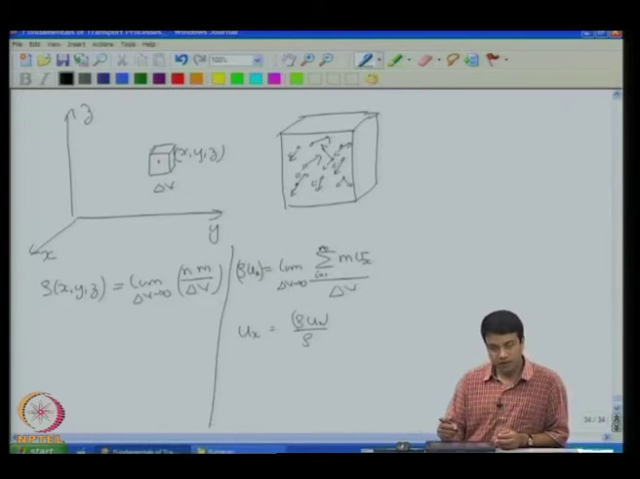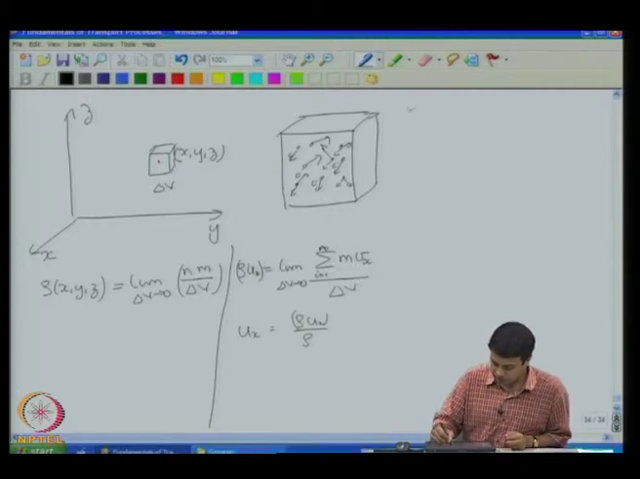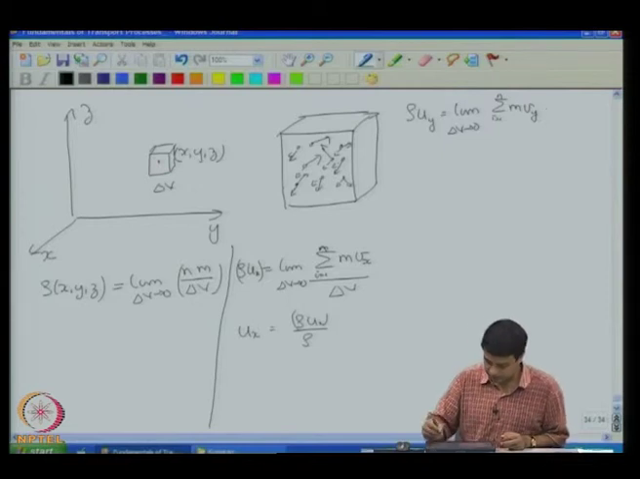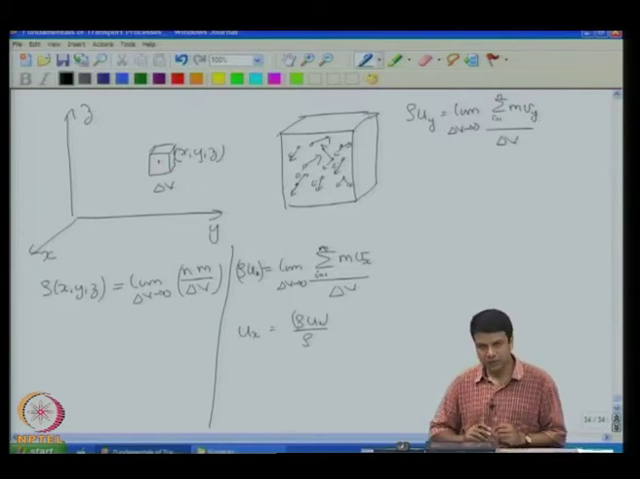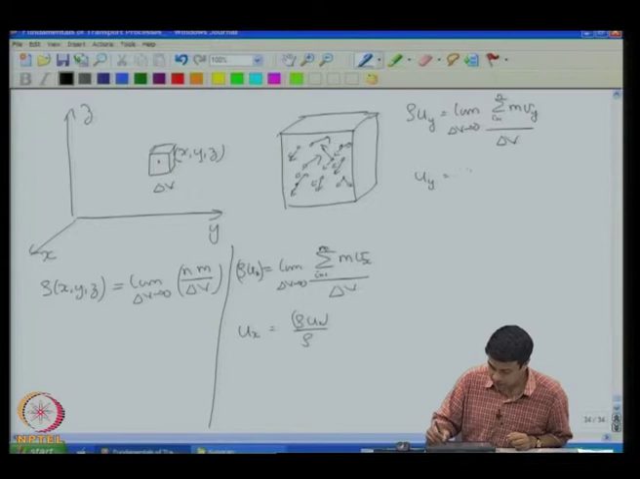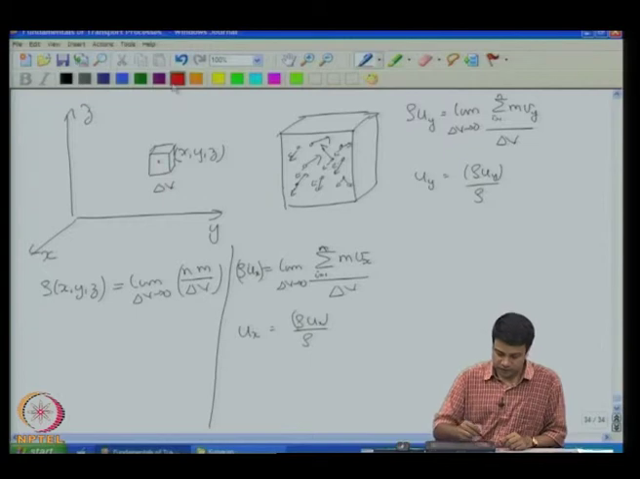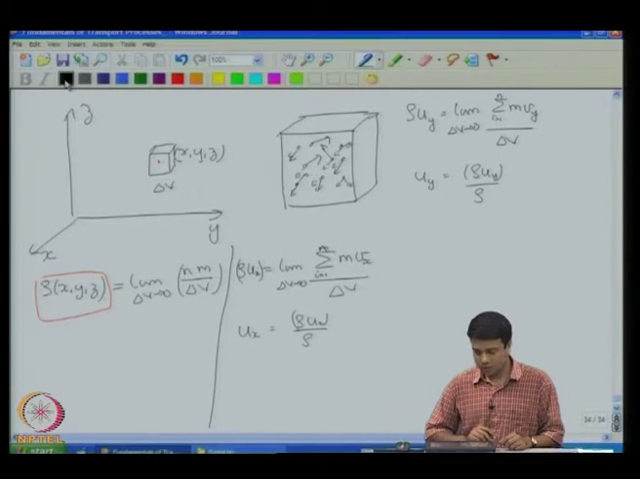Similarly, one could do this for the other components of the velocity as well. I could define rho uy equal to the limit as delta V goes to 0 of the summation i equal to 1 to n of m times vy, where v is the molecular velocity. This divided by delta V. And then you could define uy as this divided by the density. The density field I have already calculated over here. So, that is how you define the components of the mean velocity.